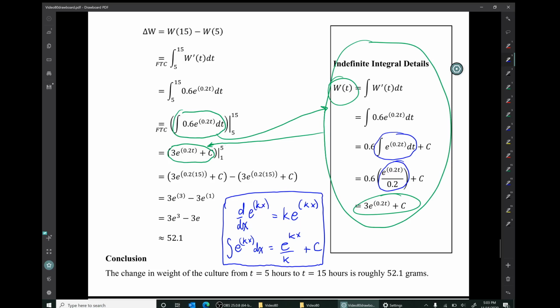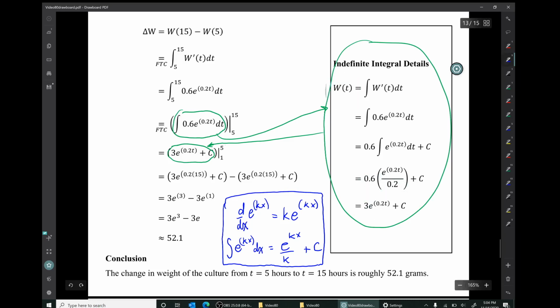So notice, in this problem we have a k that's the number 0.2, e to the 0.2 t. So it's t in this problem, not x. So in the next step, we have e to the 0.2 t divided by 0.2, e to the kx over k. And then we had to do careful arithmetic. How do you divide 0.6 by 0.2? Well, keep in mind that 6 divided by 2 would be 3, so 0.6 divided by 0.2 would also be 3. That's how we get that 3.